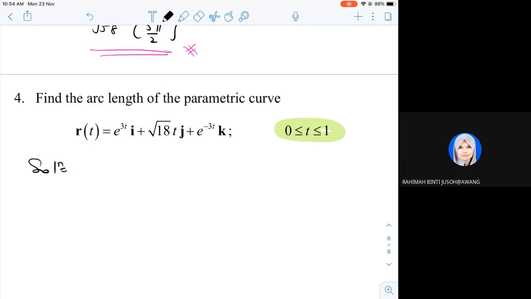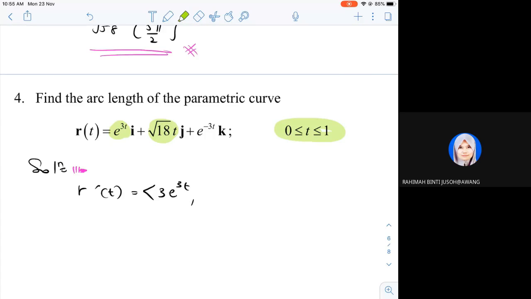Solution. We need to differentiate our r(t). So question number 4, differentiate. I'll put a sharp bracket for the vector. Differentiate exponent 3, where should we put this 3? To the front, yes. Good. So we have 3 exponent 3t.